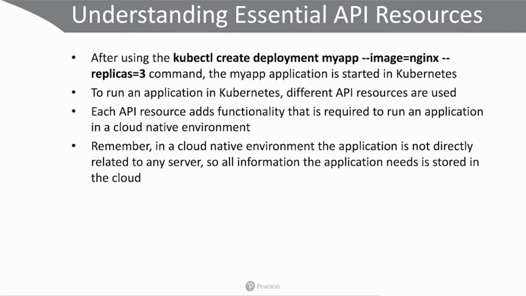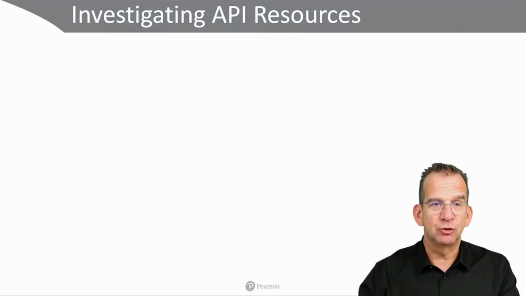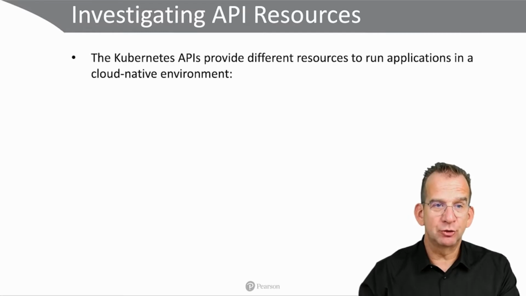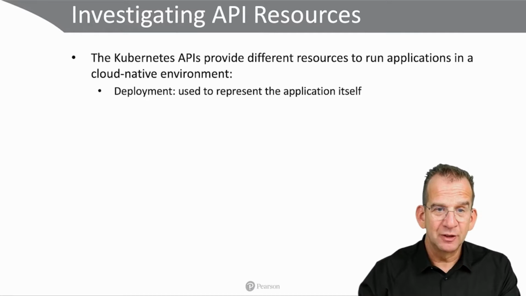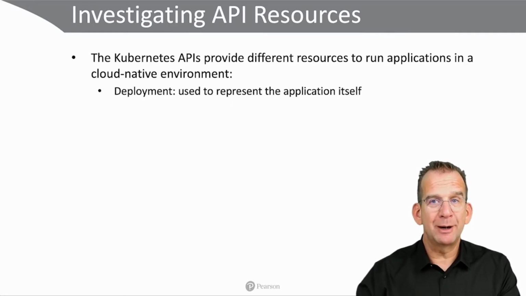So just remember, in a cloud-native environment, the application is not directly related to any server. That means that the functionality normally taken care of by your individual servers is now stored in the cloud, handled by these API resources. So which API resources are there? Well, the Kubernetes API provides different resources, and the main ones that we've seen so far are the deployment, which is used to represent the application itself. And much more, but we will talk about that later. It's just the first impression that matters here.